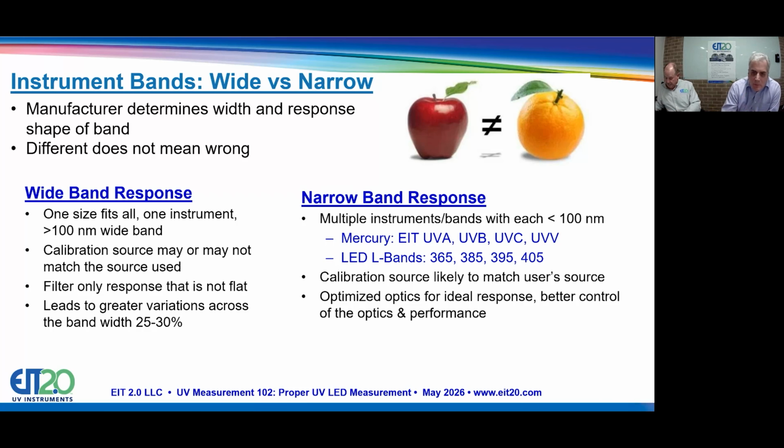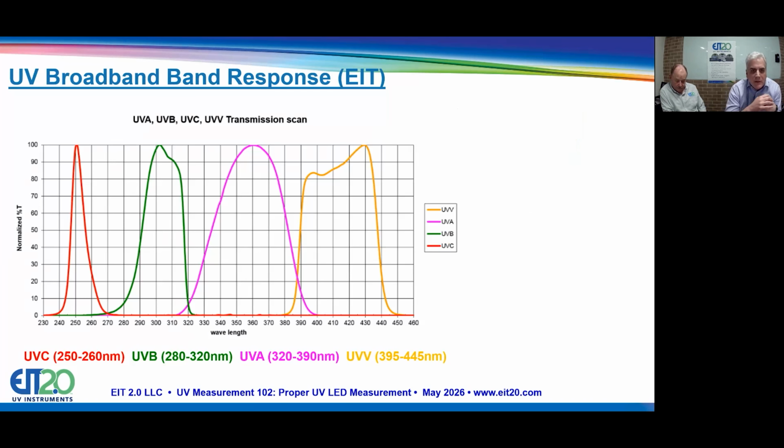It also allows us to be a little more stingy or specific in our designs. We get a very good response curve. We have much better control over the optics and performance, and we're able to give the most accurate and precise results for the radiometers for UV curing. So with all that said, let's dig into the actual bands and responses that we have here at EIT.